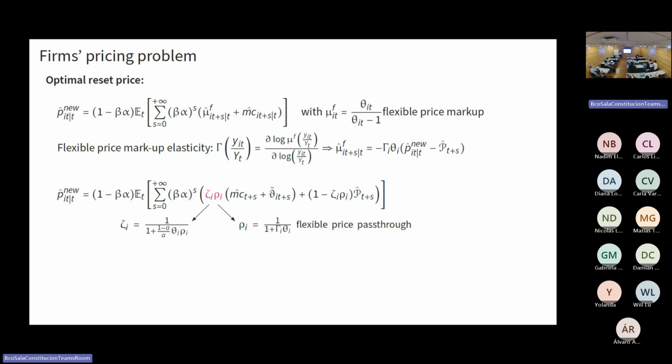Let me tell you first what rho is. Rho is nothing else than the flexible price pass-through. If you have an exogenous change of 1% in your marginal cost, by how much you change your price, that is what rho is. Okay.